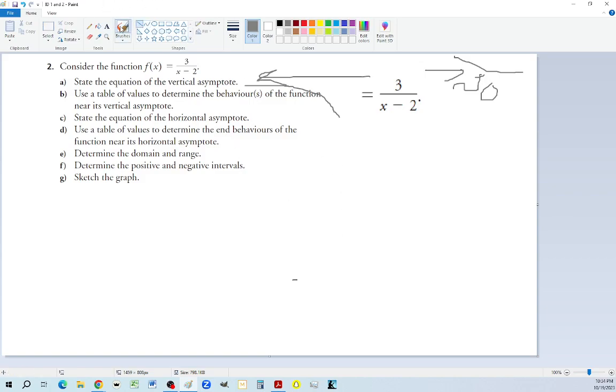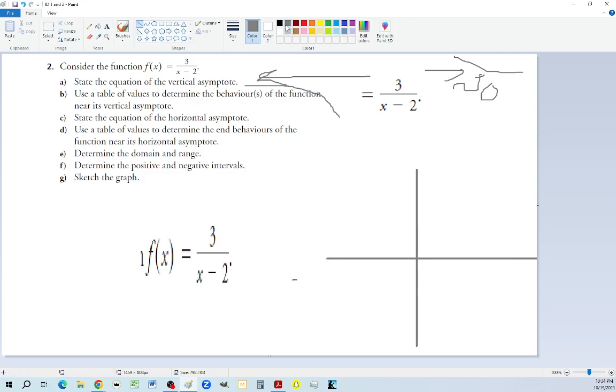The reason y can never be 0 is simply because there's a 3 up here, and no matter what number we put in here, we're never going to get to 0. We're going to get close to 0, but we're never going to reach 0. So if I were to sketch it, it would look like this. There's my Cartesian plane. Then I'm going to put a vertical asymptote at 2 and a horizontal asymptote there.